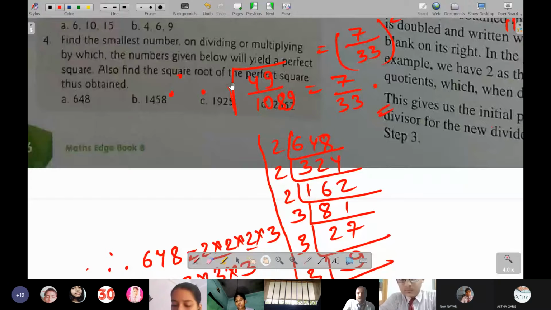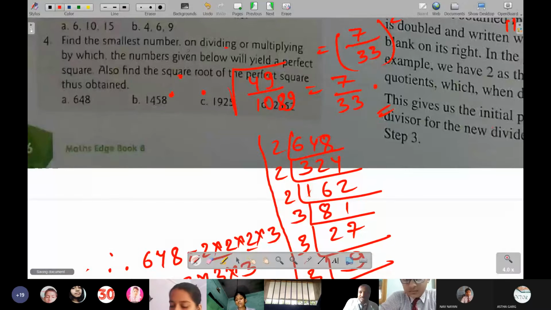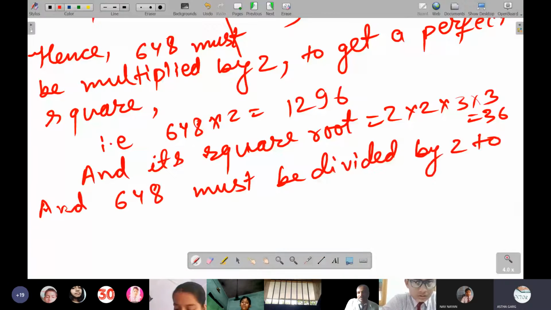No, now, okay, I'll show you again. Of course, there it has been said dividing also, so you can write 648 must be divided. If we multiplied, in the same way we will be dividing also, and that number, yes, we will again find the factors, sir, to get a perfect square.